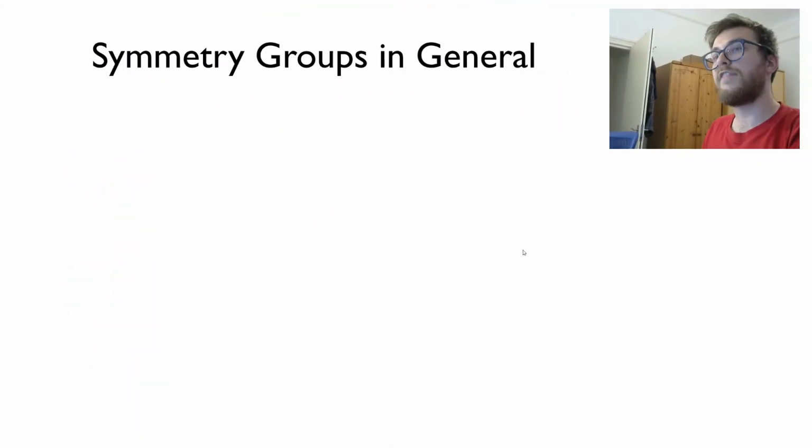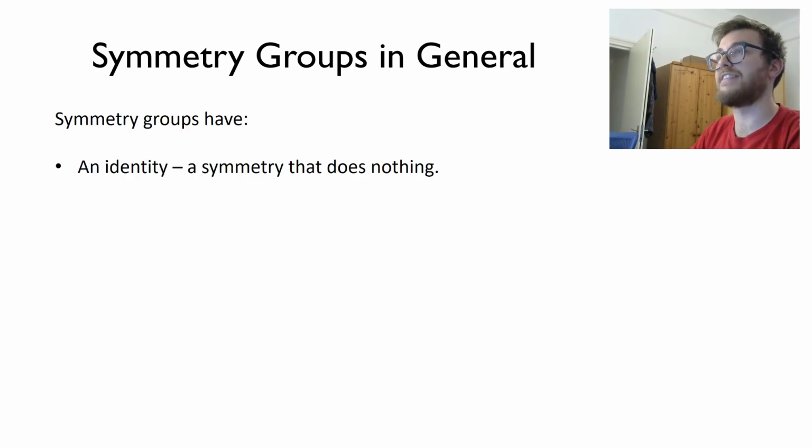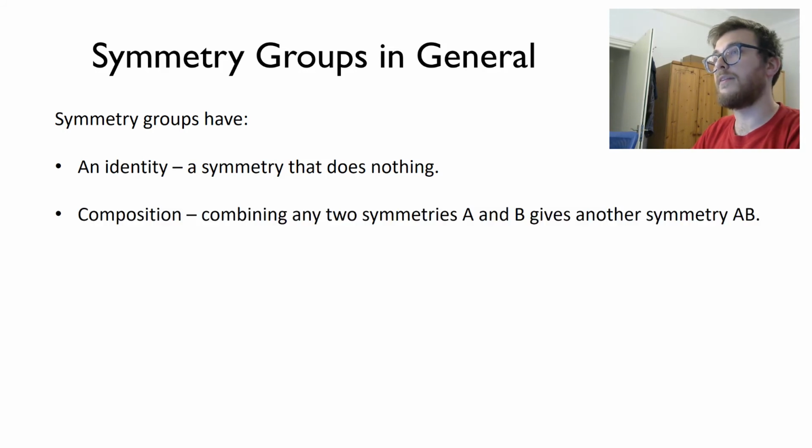So, we've now seen a full example of a symmetry group, and we have a good idea of the kind of properties that they have. Let's record the most important ones here. Symmetry groups always have an identity, a symmetry that does nothing. Symmetry groups always have composition. So if we take any two symmetries A and B, we can always combine them to give another symmetry, AB.